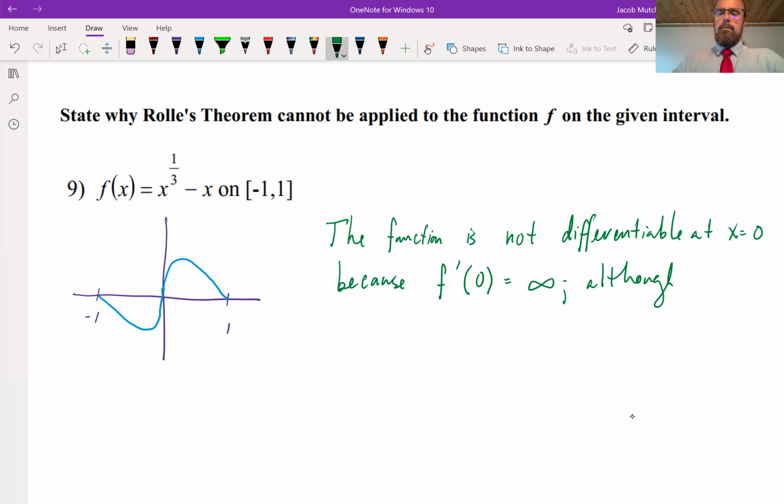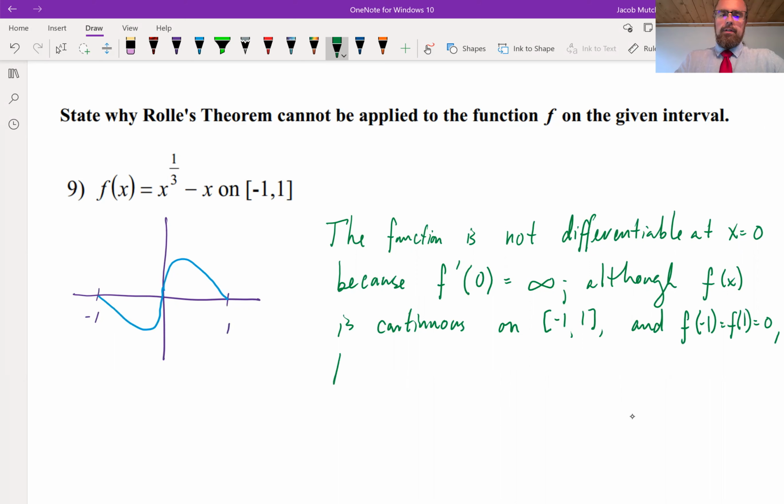Although the function is continuous on -1 to 1 and f at -1 equals f at 1, which is 0, Rolle's theorem cannot be applied. And just again to end with a generalization, because the differentiable criteria is not met.